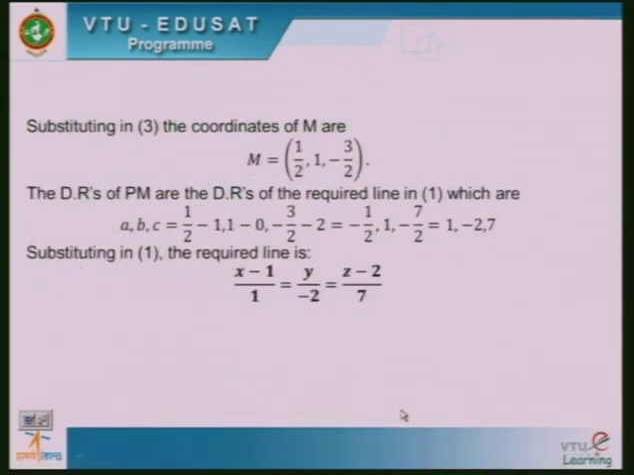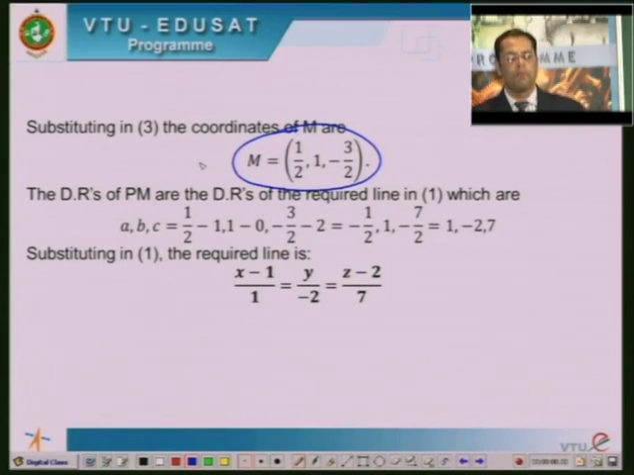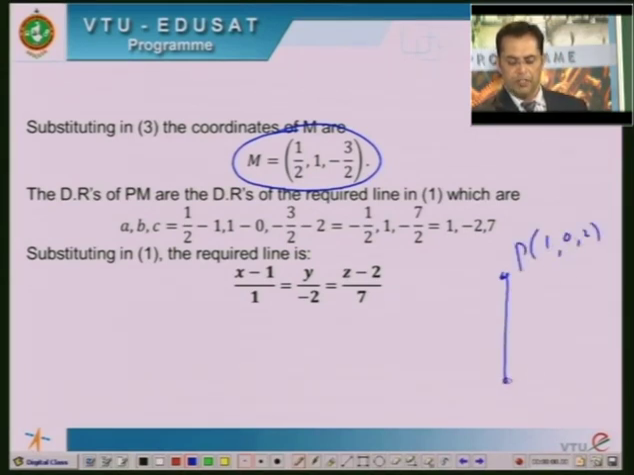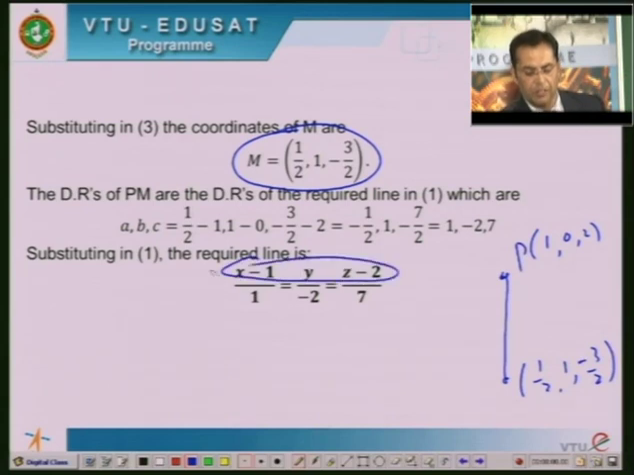Substitute this value in the coordinates of M to get the foot of the perpendicular as (half, 1, minus 3 by 2). So, I have P here (1, 0, 2), I have the foot of the perpendicular as (half, 1, minus 3 by 2). So, finally, how do you construct the required line? If you remember, in the construction, the numerator was already known because it passes through (1, 0, 2), only the denominators a, b, c were required, which are the direction ratios of the line.